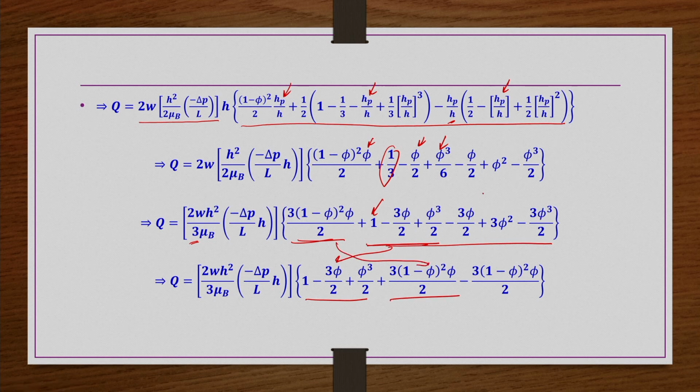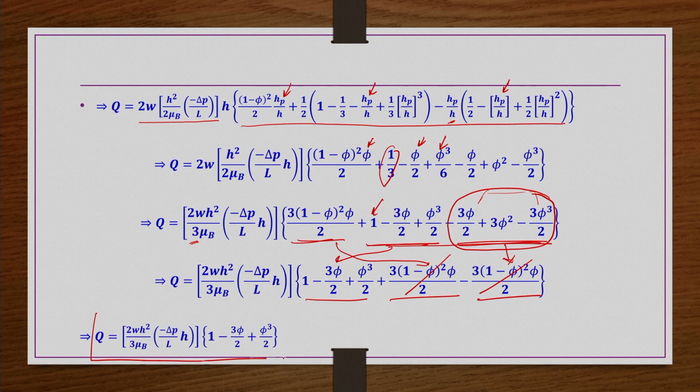So, the remaining 3 terms, whatever are there, if you take 3 by 2 common, we can write them as (1 minus phi) whole square multiplied by phi. We can write them as 3 by 2 (1 minus phi) whole square phi, that is what we can write. So, this plus 3 by 2 (1 minus phi) whole square phi, and then minus 3 by 2 (1 minus phi) whole square phi can be cancelled out, right. So, that we have Q equals this expression, only the first 3 terms would be there. So, this is the expression for the volumetric flow rate, right.